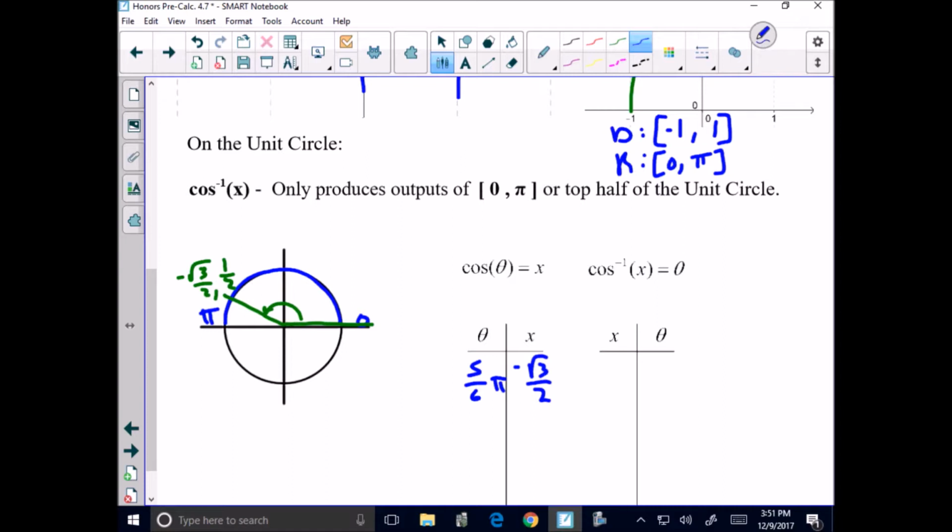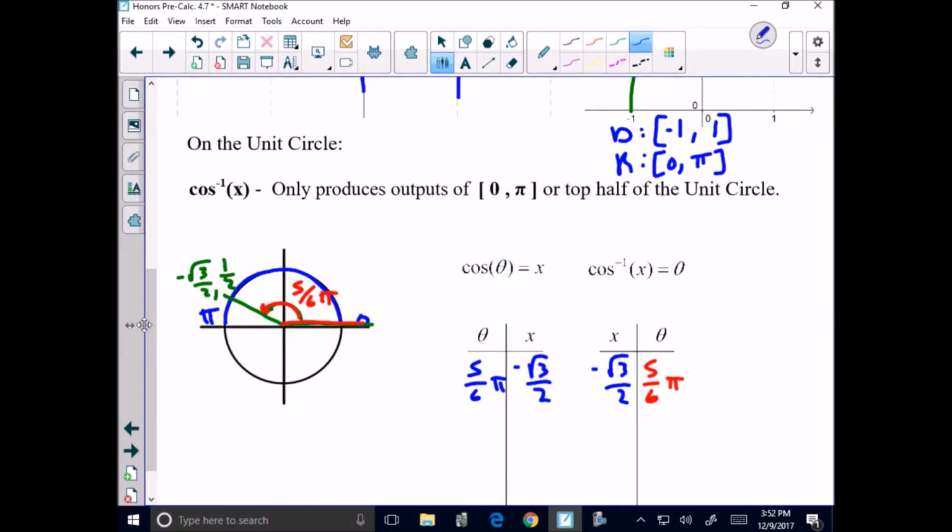Now, when inverse cosine evaluates negative square root of 3 over 2, it's going to say, what's the least amount of positive rotation that I need to generate that horizontal change? And it's actually going to tell us that it is the rotation 5/6 pi, right? So right here we would say 5/6 pi would be the least amount of positive rotation that would generate that horizontal change.